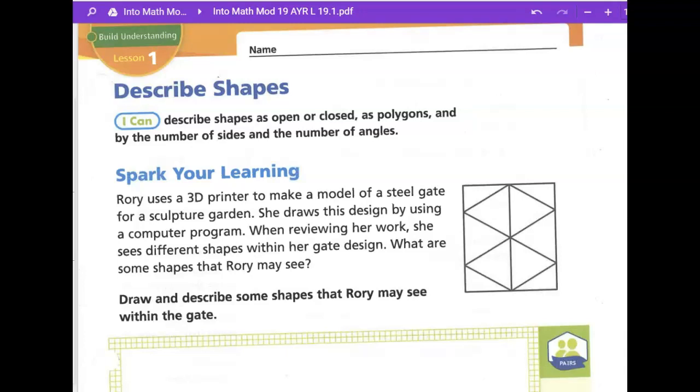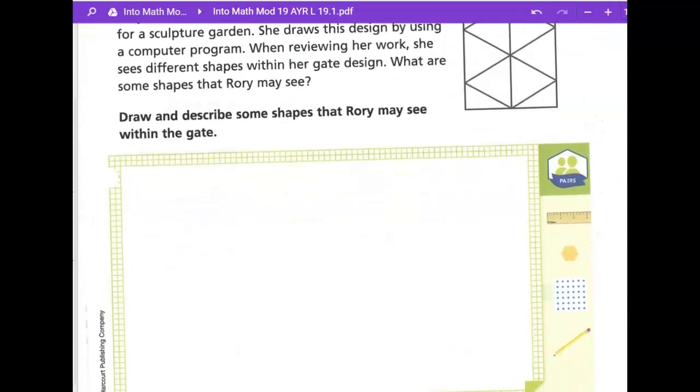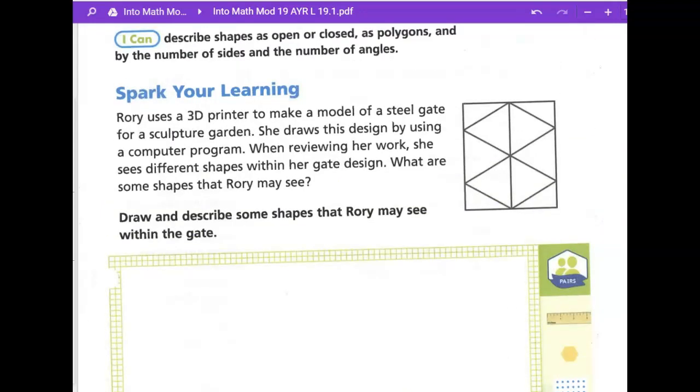Spark your learning. Rory has a 3D printer to make a model of a steel gate for a sculpture garden. She draws this design by using a computer program. When reviewing her work, she sees different shapes within her gate sign. What are some shapes that Rory might see? Tessa, what's one shape she might see? A triangle.